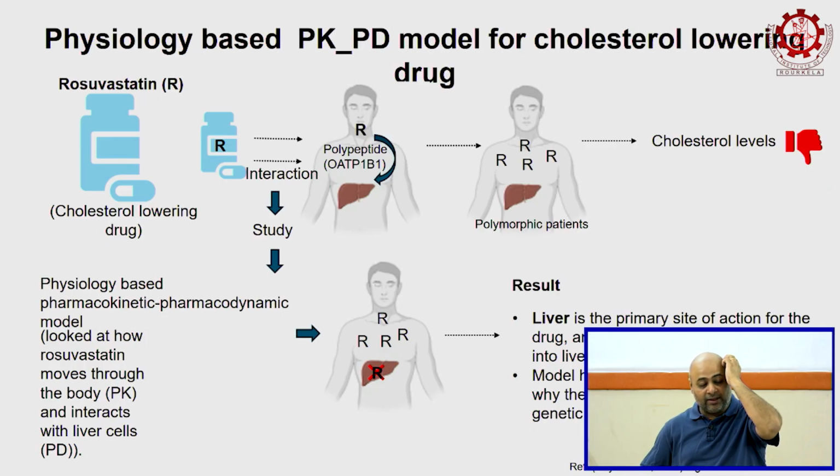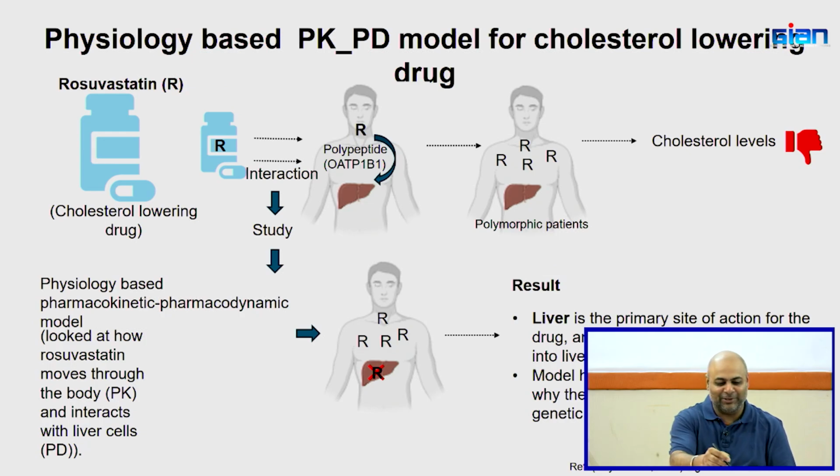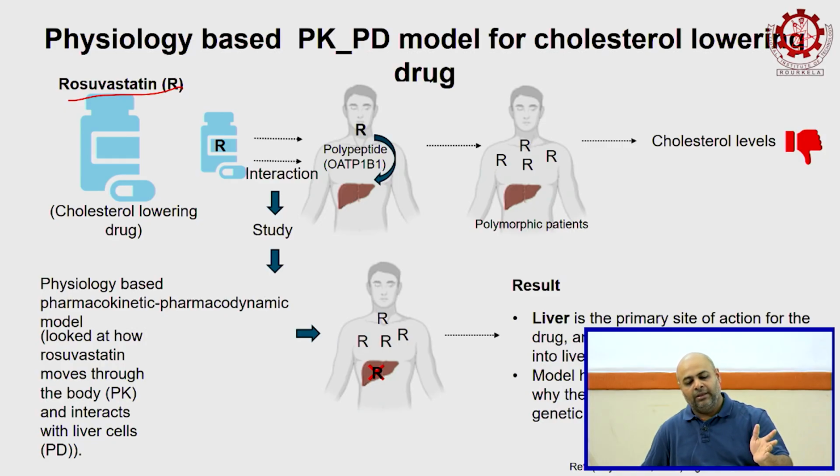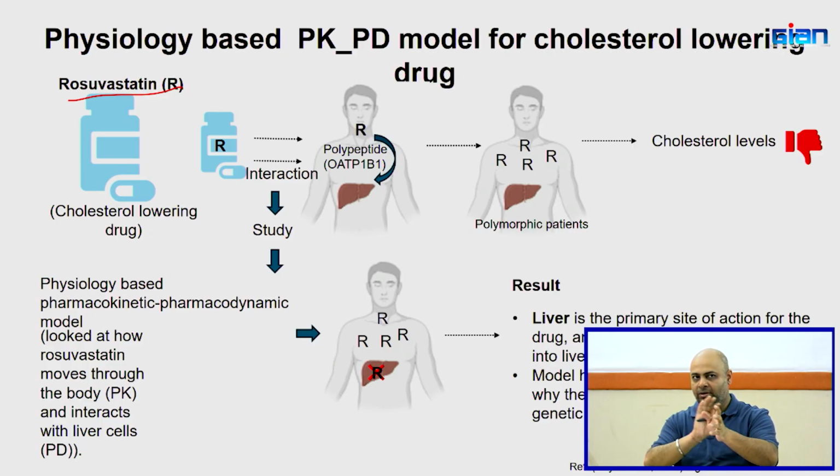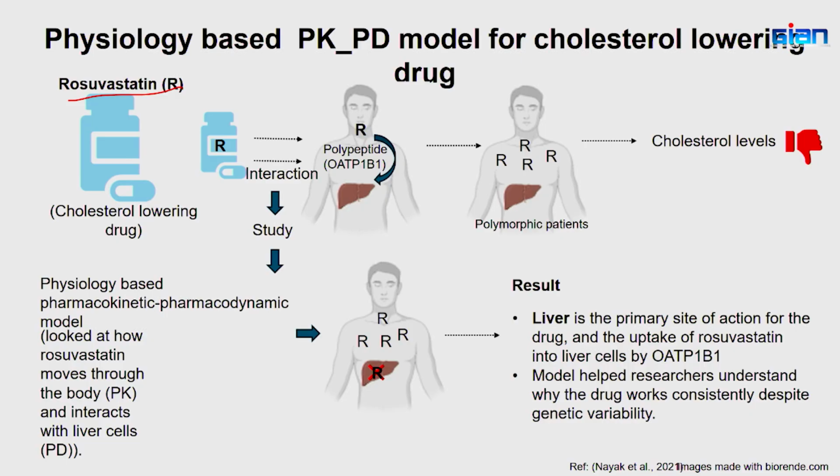Rosuvastatin, or R, is much easier. R, which is a cholesterol lowering drug, its interaction is consistent. It's a very consistent drug from one human to another. It has nothing to do with variabilities. The model helped researchers understand why the drug works consistently despite genetic variability. It will keep on changing.